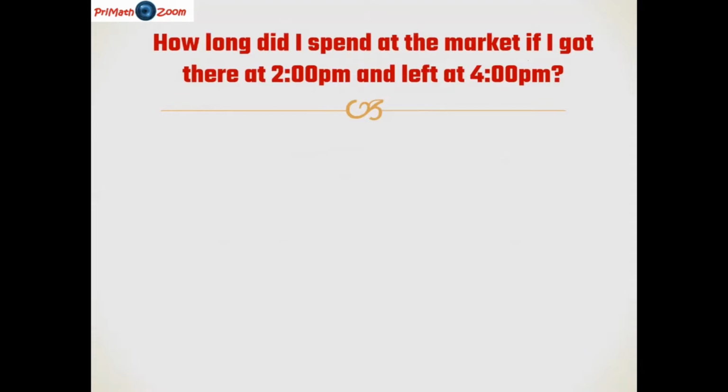Now, let us link this concept to a real life situation. Here goes. How long did I spend at the market if I got there at 2 p.m. and left at 4 p.m.? Now, there are different ways that we could represent this to find out how long I spent at the market. However, in this lesson, we are going to focus on using the number line and also to calculate time on the clock face.